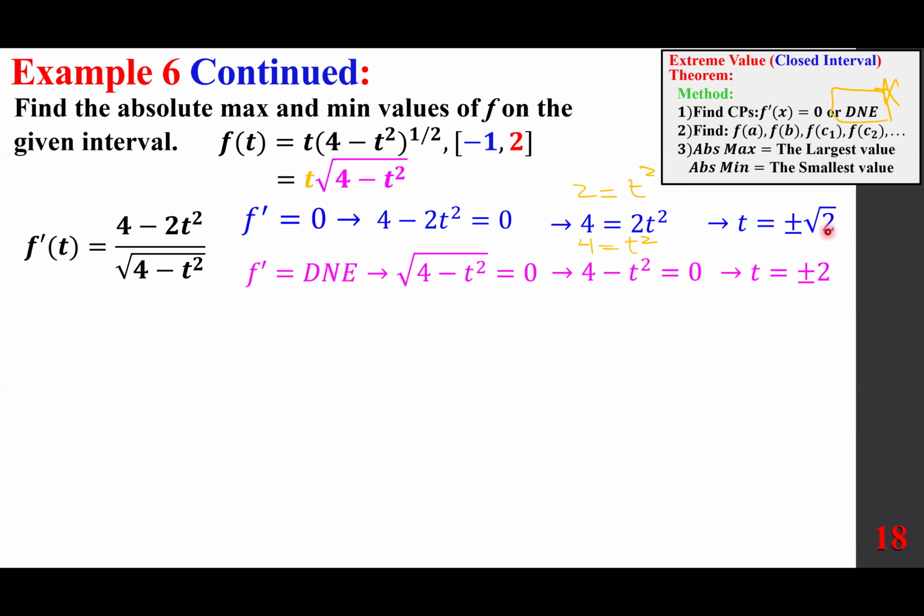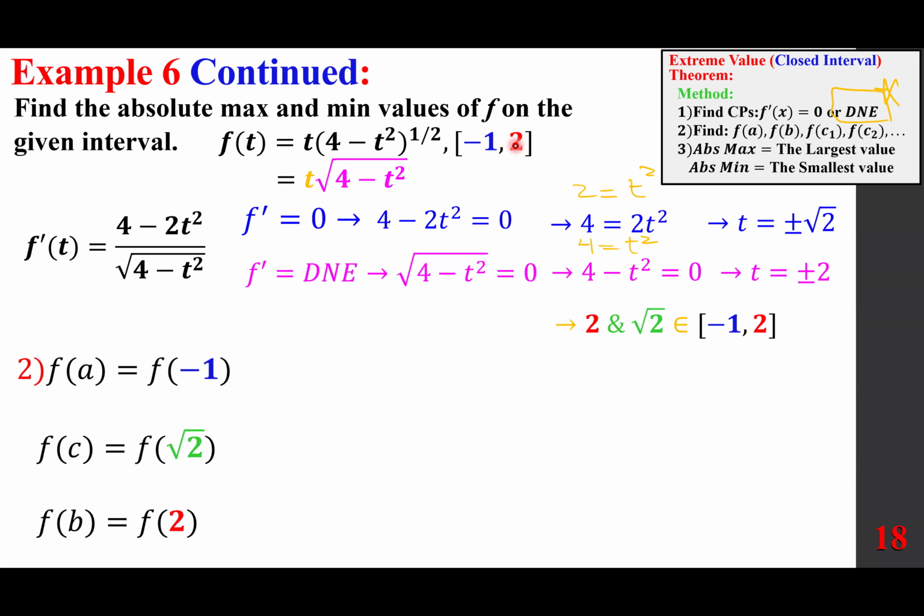And remember, square root of 2 is about 1.41. Is that in between? Yes. How about negative square root of 2? Negative 1.41? No. How about negative 2? No. How about positive 2? It's one of the endpoints. So we are going to evaluate the original function at these two endpoints as well as these two. These two happen to be really 1 because these two repeat.